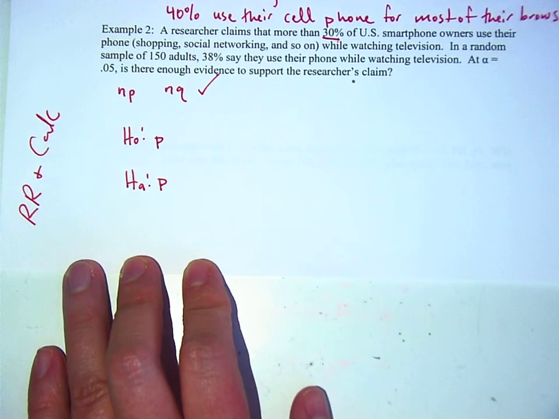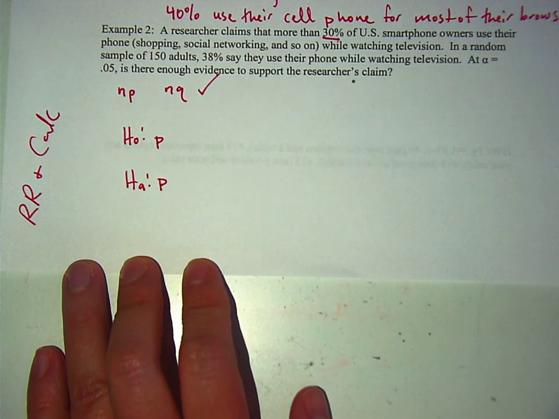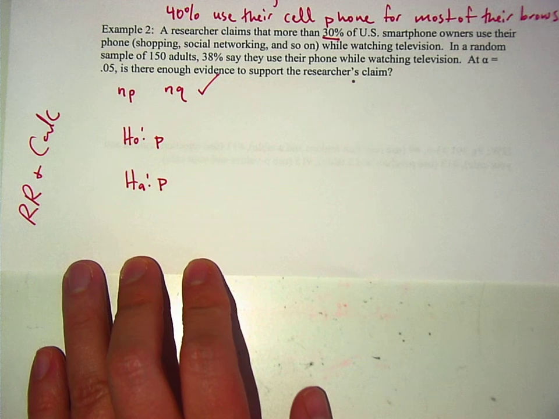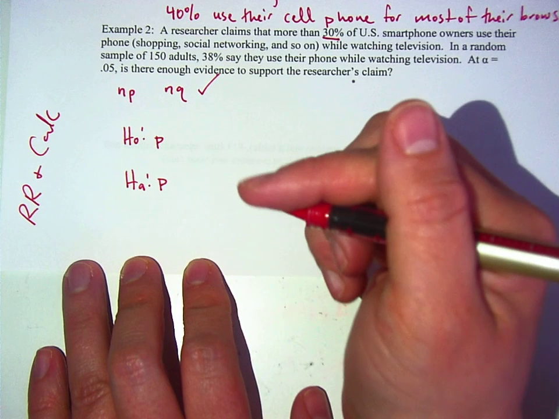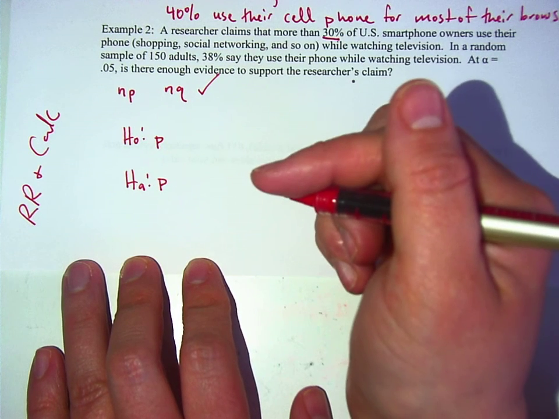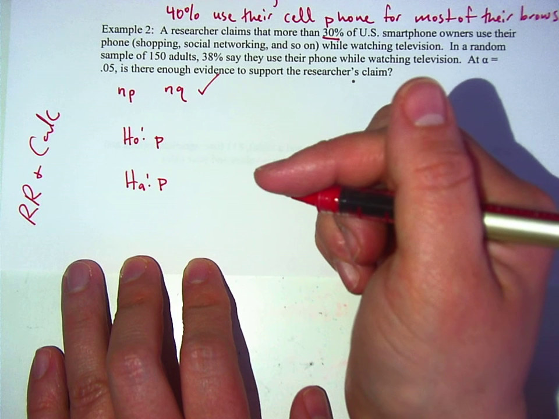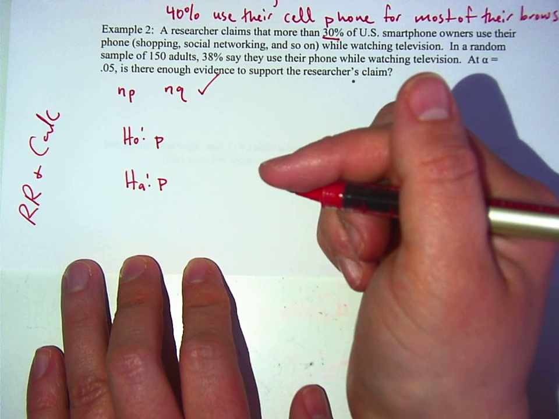All right. H sub 0, H sub A. Researcher claims that more than 30%. Where should it go? The alternative.